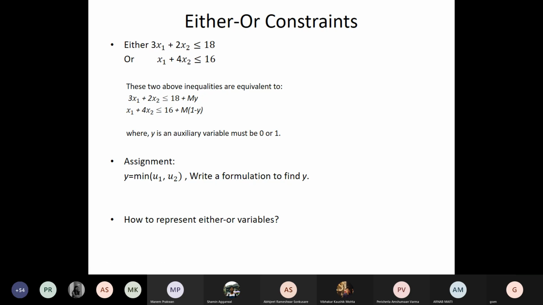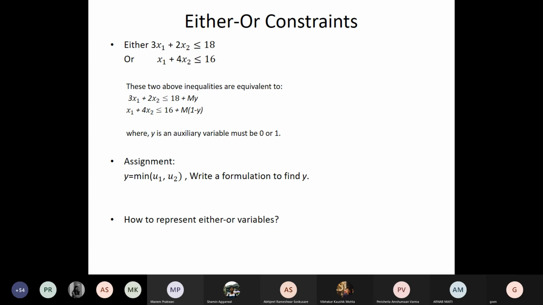Suppose y equals 1. Then what will happen? If y is 1, then the right hand side will become 18 plus big M, which means big M, because 18 is a very small number compared to big M. So what will happen to this first constraint? It says 3x1 plus 2x2 less than or equal to a very big number.